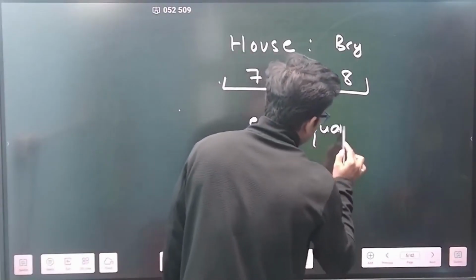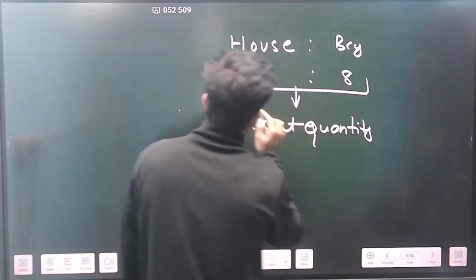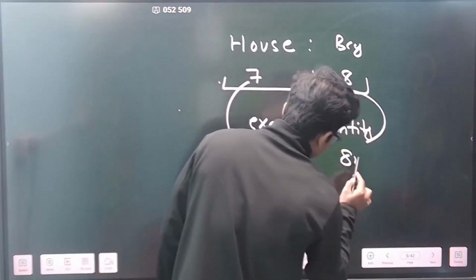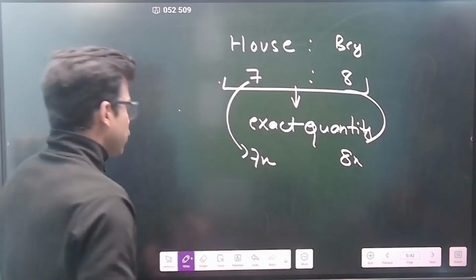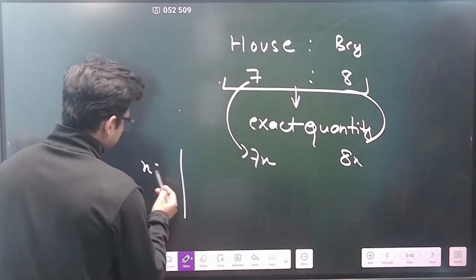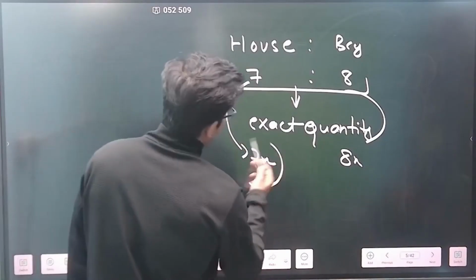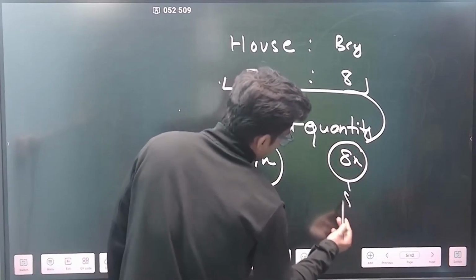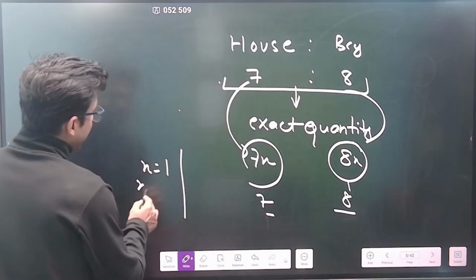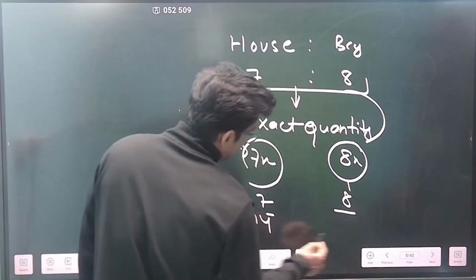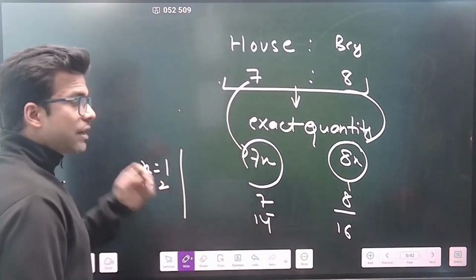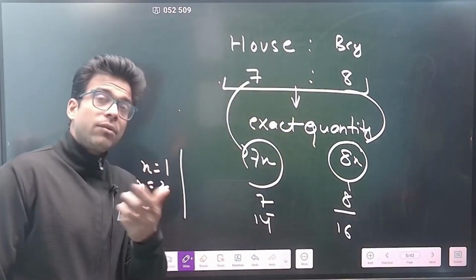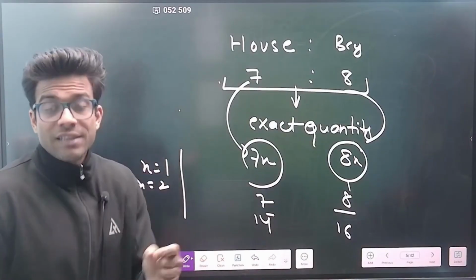For the exact quantity, I need to assume this 7 as 7x and this 8 as 8x. And further, we can solve a question and figure out the value of x. Suppose x is 1, then the house would be 7 and the bicycle would be 8. This is the exact value. Suppose the value of x is 2, then this would become 14 and this would become 16. So again, the ratio is the quantity which we assume in the type of ratios only. We don't know the exact ones.